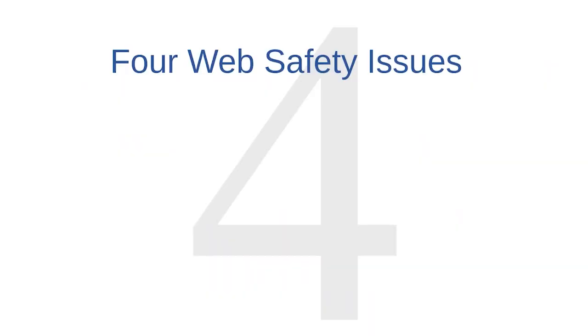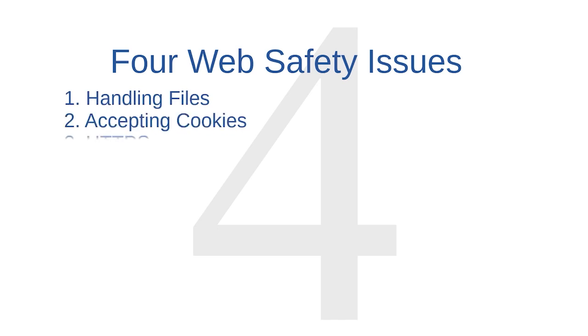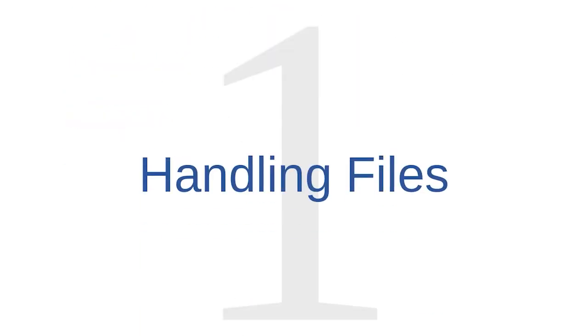In this lesson, we'll discuss 4 web safety issues: handling files on a web browser, accepting cookies from websites, using a more secure version of HTTP called HTTP Secure or HTTPS, and keeping and deleting a web browser's history. Safe browsing issue number 1 is handling files.